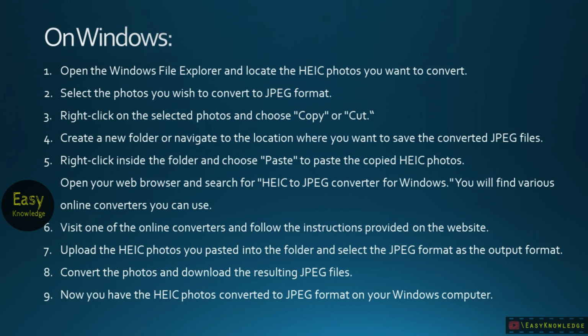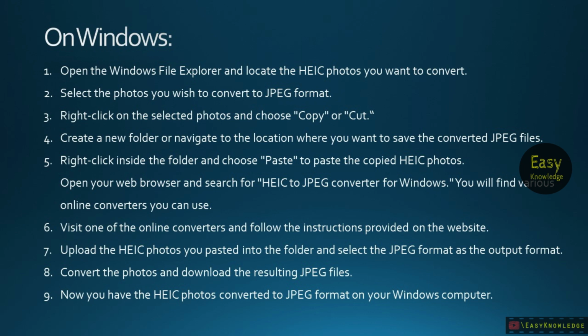Open your web browser and search for HEIC to JPG converter for Windows. You will find various online converters you can use. 6. Visit one of the online converters and follow the instructions provided on the website.